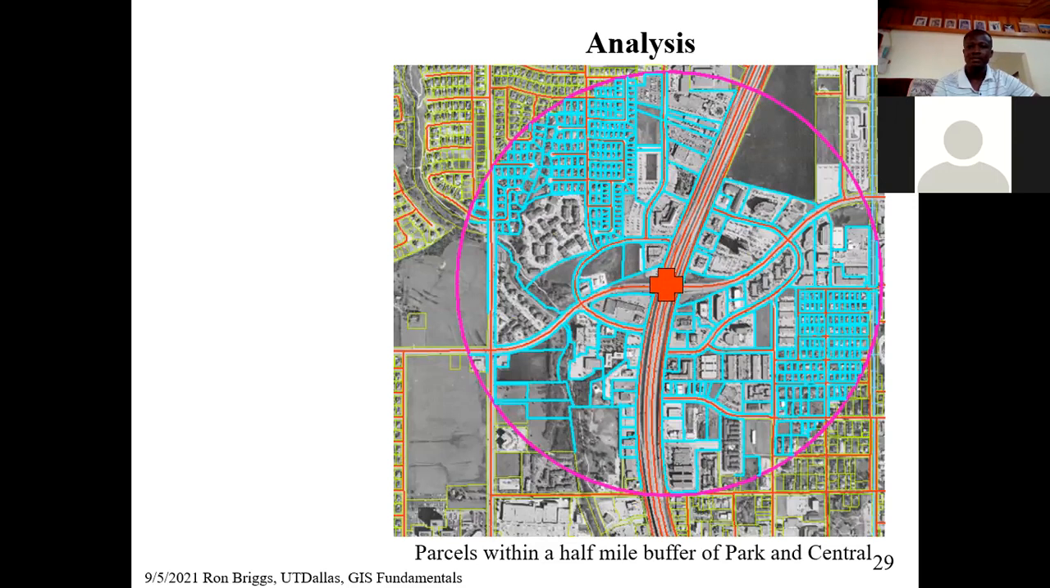All right. So here more, you can see we had some kind of analysis going on. Okay, but I'm not going to bother you with it. Parcels within a half mile buffer of Park and Central.